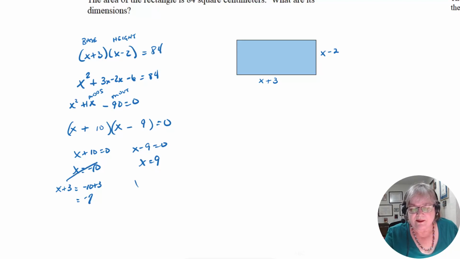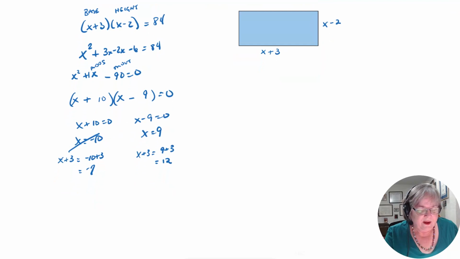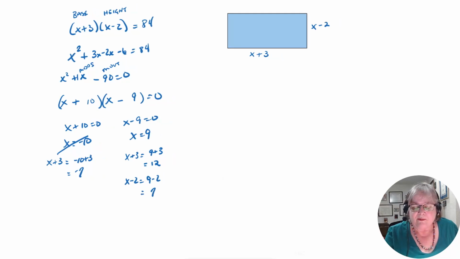If x is 9, x plus 3 would be 9 plus 3, so this would be 12. And if x is 9, x minus 2 would be 9 minus 2. This would be 7. So I'm thinking the dimensions are 7 and 12.